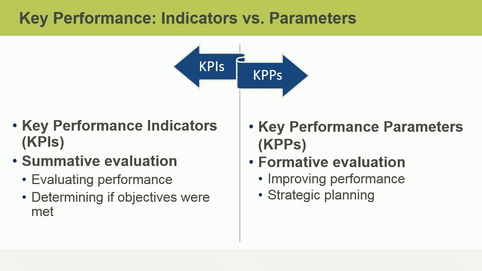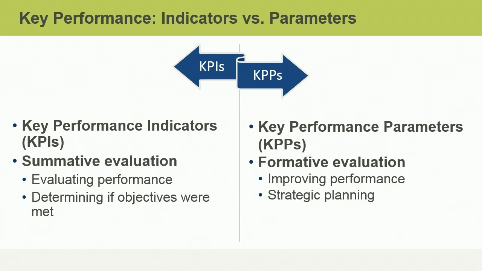There are two basic ways of using performance indicators. We can use key performance indicators, or KPIs, to think back on what happened in the past. When we look backwards using a summative evaluation, we're able to evaluate the performance of the project, identify variance between that performance and the plan, and determine if objectives were met.